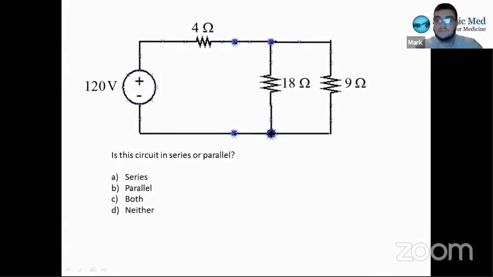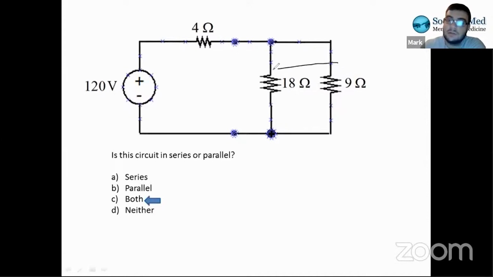Okay, take another 10-15 seconds to get your answers in. Okay. So 78% of people picked answer C, both, which I'm very happy about. So it actually is both. It's a compound circuit, right? It's a combination of a series circuit and a parallel circuit.